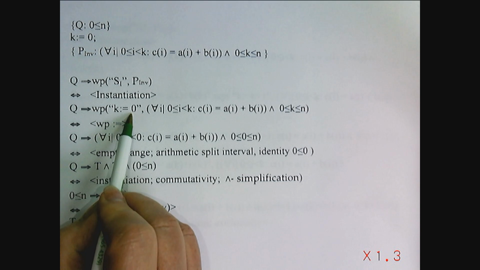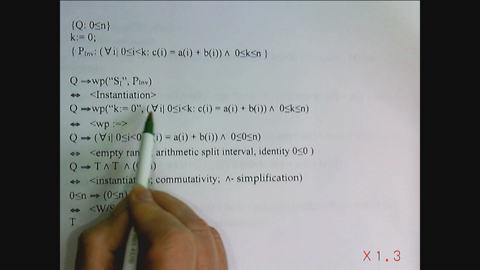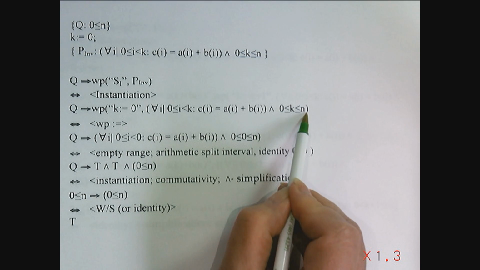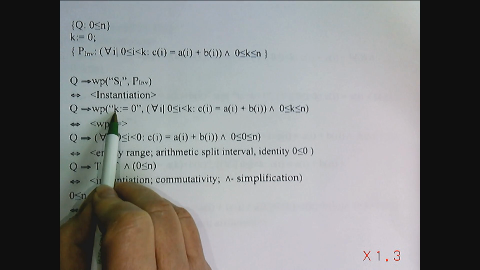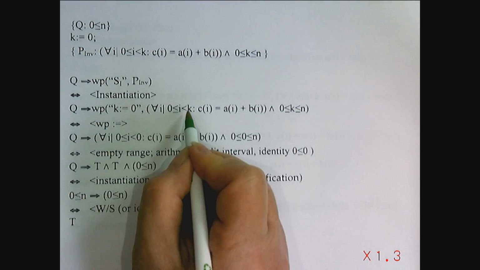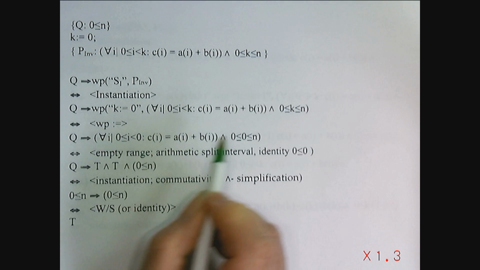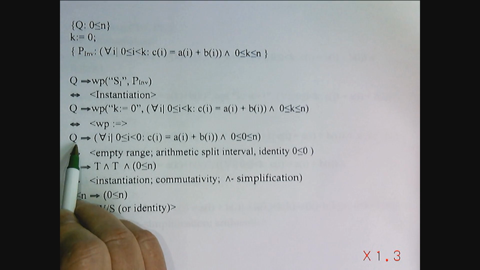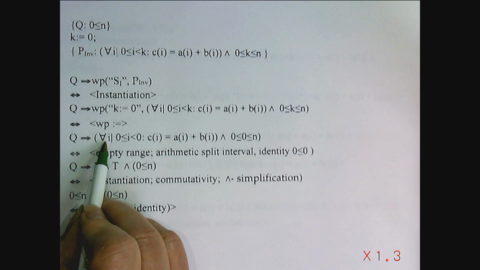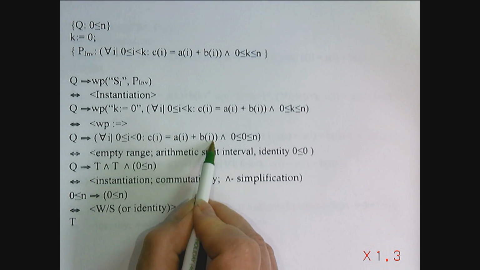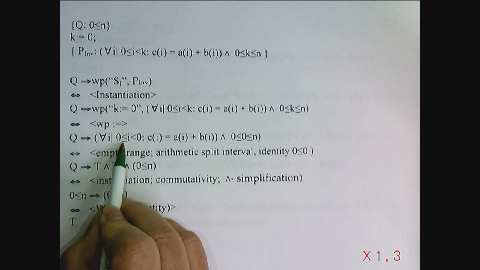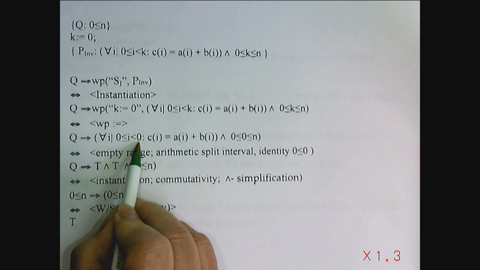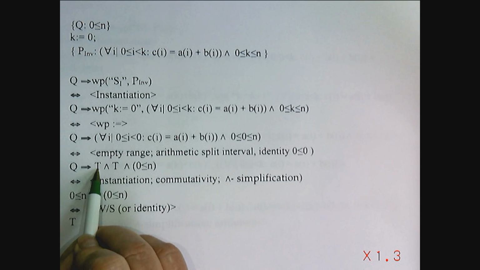So I know I need to perform a textual substitution. In the quantifier, and in fact in the invariant, I'm going to do a substitution of 0 for K. So that leads me to needing to evaluate for all over the range where I is from 0 to 0, including 0, but not including 0, which is empty. And a for all over an empty range I know is true.